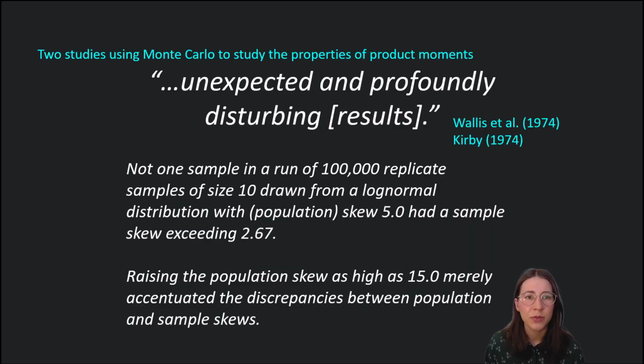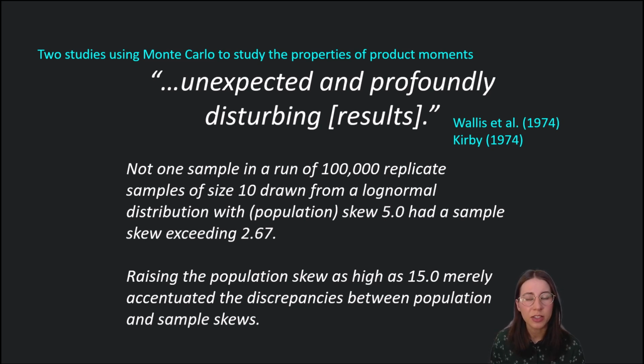Two studies in 1974 used Monte Carlo to study the properties of product moments and their utility in estimating the population properties of a sample. These studies started with a known population, estimated a random sample using Monte Carlo, and then determined how well that sample represented the known population. The authors found, in their words, the results were unexpected and profoundly disturbing. In a population that had a skew of 5, not a single sample in the run of 100,000 replicates had a skew exceeding 2.67. When these studies raised the skew as high as 15, it merely exacerbated the results. This poses a serious problem.